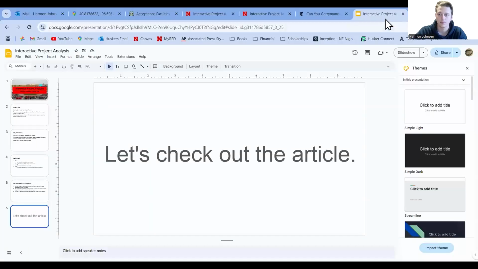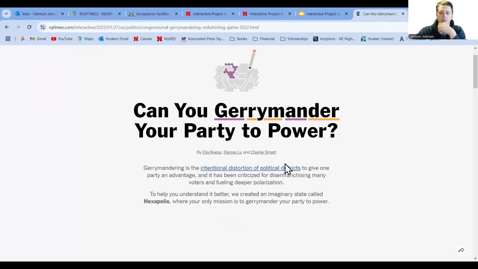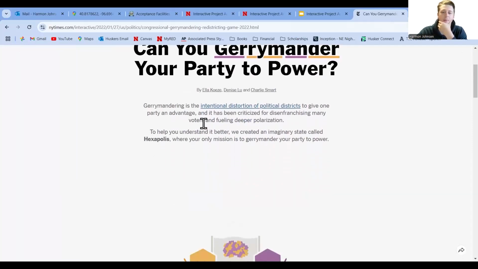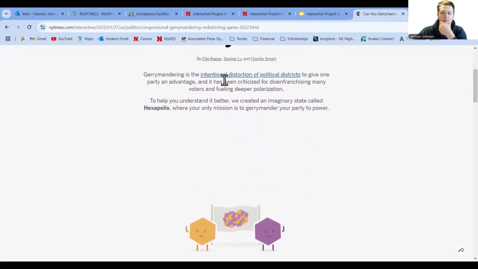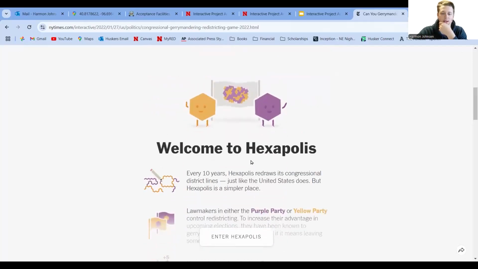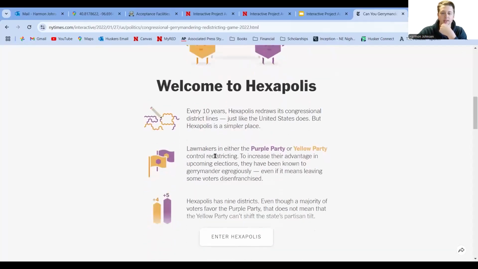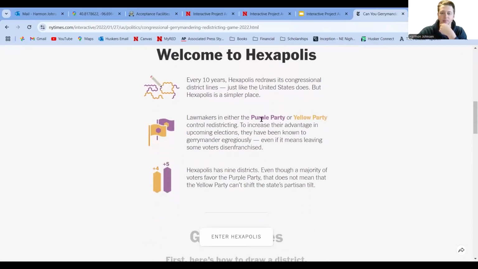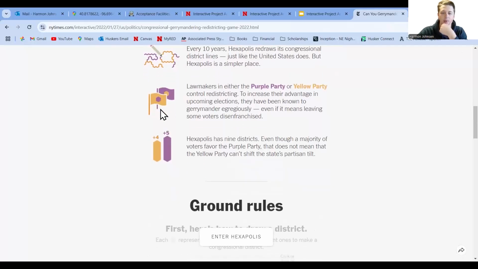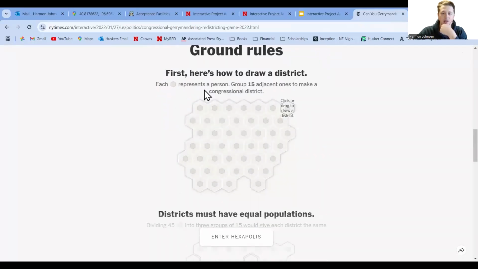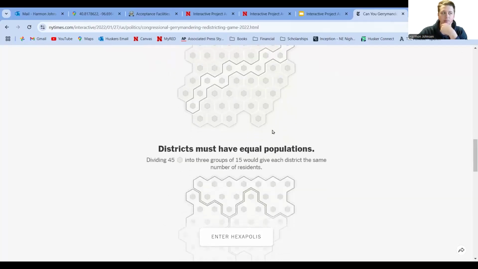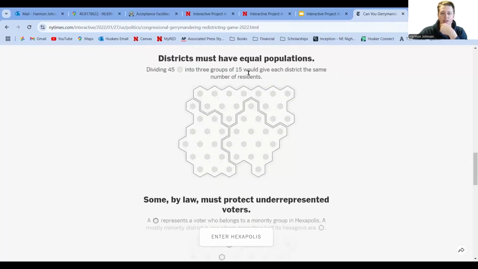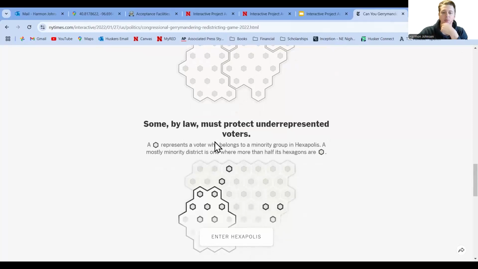Go to that page, and here it is. So it's Can You Gerrymander Your Party to Power? It gives a little brief thing here, but then the city is called Hexopolis. They redraw parties again, purple and yellow. There's 9 districts. So to draw a district, you basically click and drag on your screen. Districts must have equal population, so we'll see that.